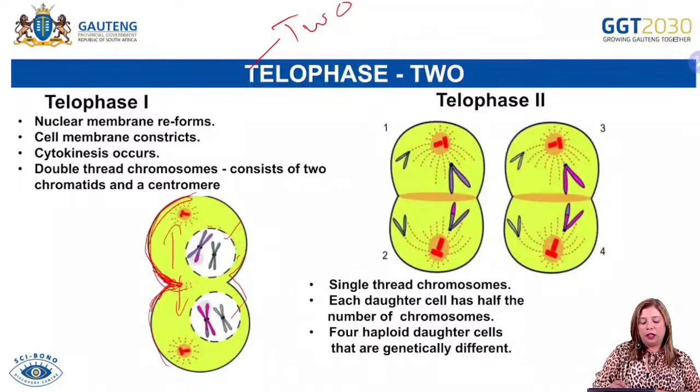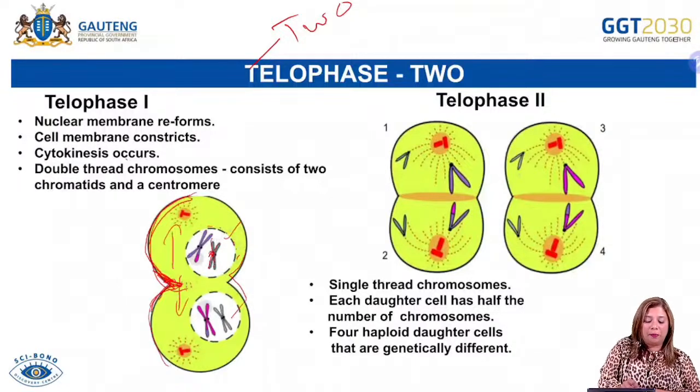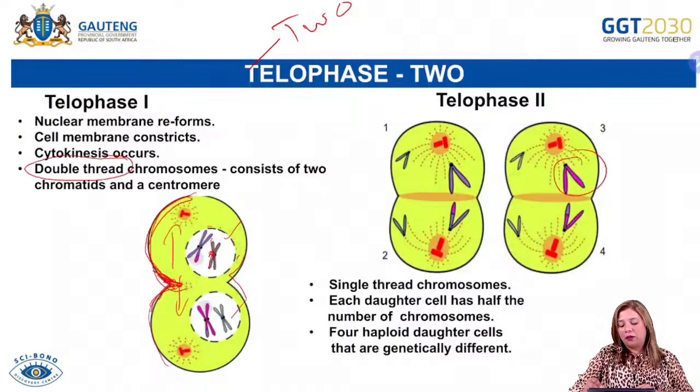Okay? So here you have double-threaded chromosomes, consisting of 2 chromatids and a centromere. There's the 2 chromatids, there's the centromere. And in telophase 2, it looks a little different. Can you see the difference between telophase 1 and telophase 2? Here we have double-threaded chromosomes. Here we have single-threaded chromosomes. Here you can already see the centromere has split and it is now single-threaded.